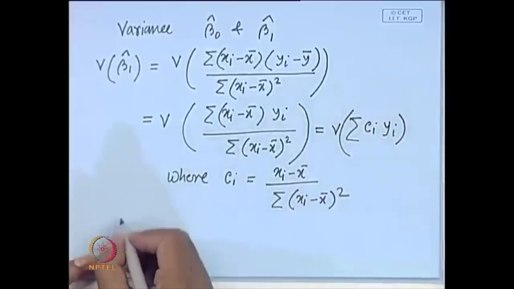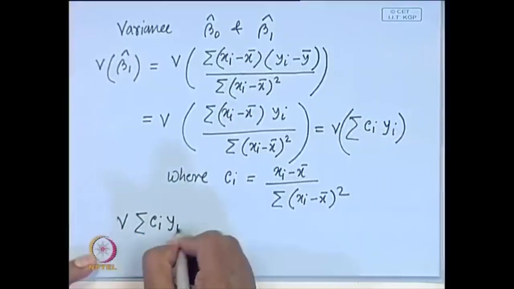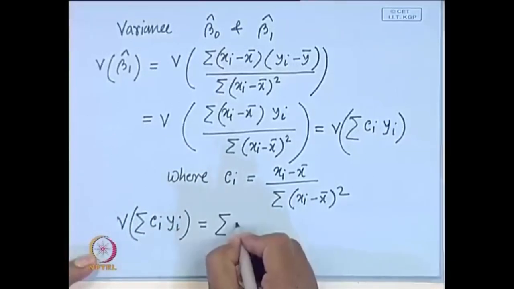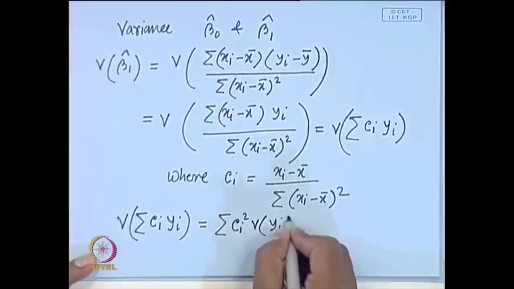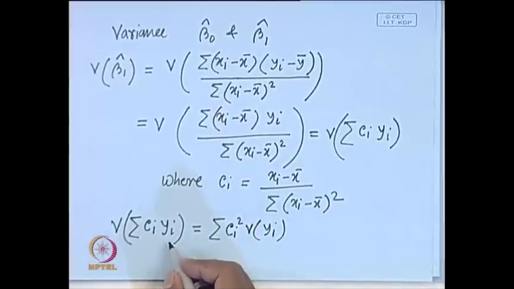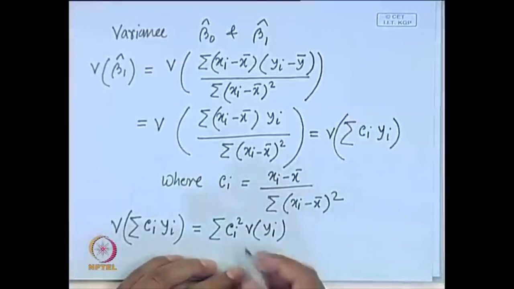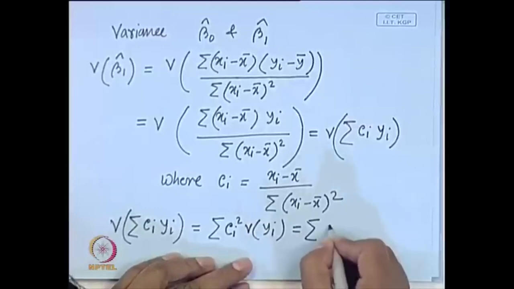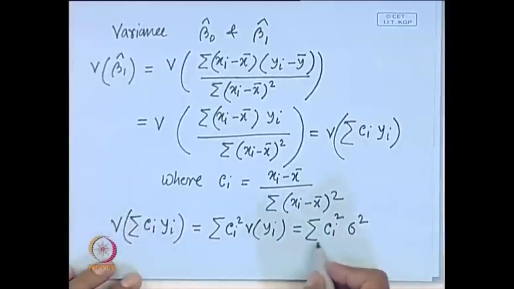Now, we know that the variance of summation c_i y_i is equal to the sum of the variances, c_i square times variance of y_i. This is true because the y_i's are independent. And we know that variance of y_i is equal to sigma square. So, this is equal to summation c_i square sigma square.